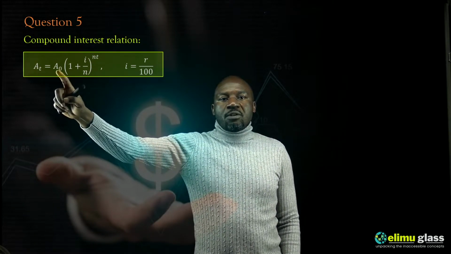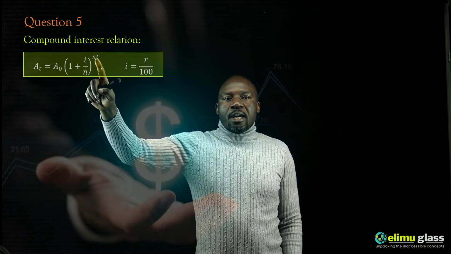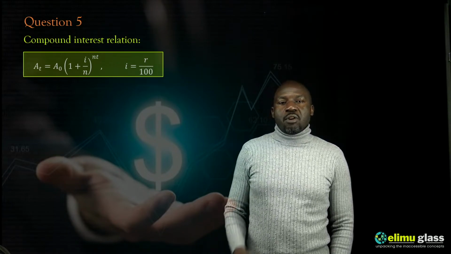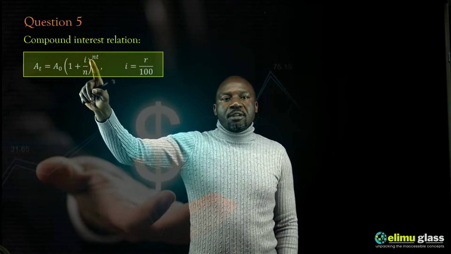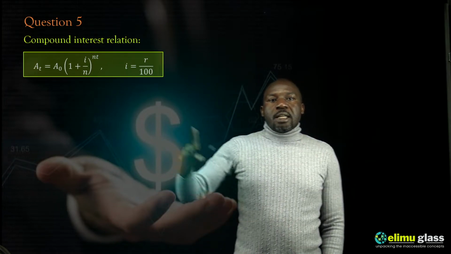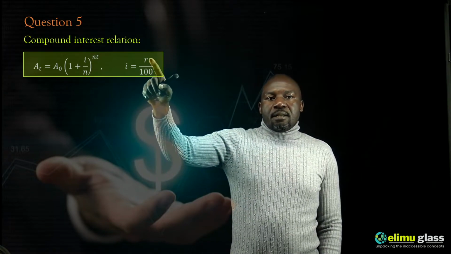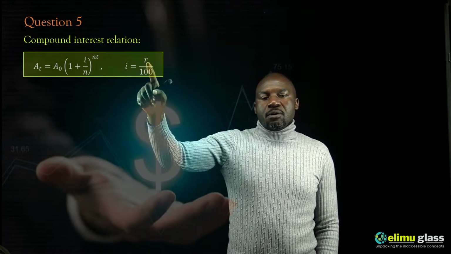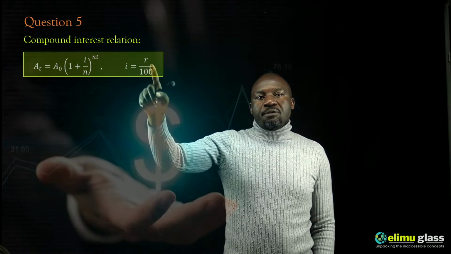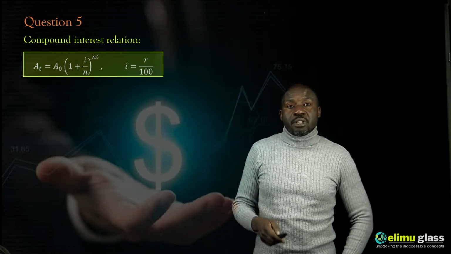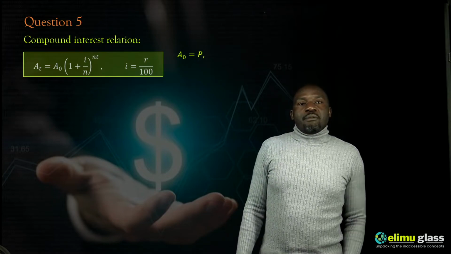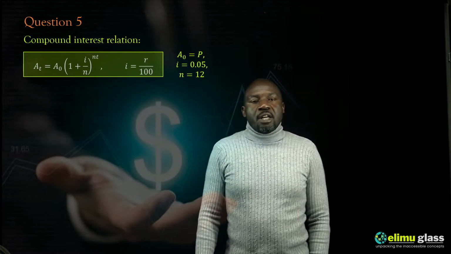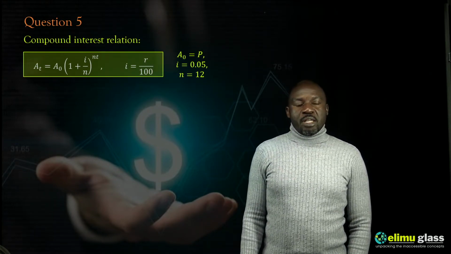This is the current amount, which in our case is P. N refers to the number of times the amount is compounded in 1 year. So if we are compounding monthly, then our value of N is 12. And I is the rate expressed in decimals. The rate was 5%, and therefore if we divide by 100, we get 0.05. So if we substitute those in, our initial value is P, the value of I is 0.05, and the number of compoundings in 1 year is 12.